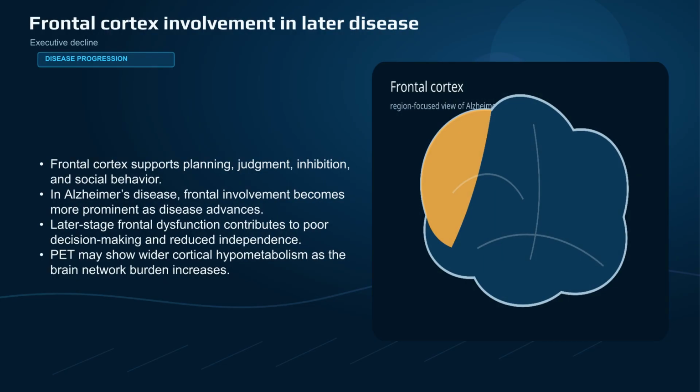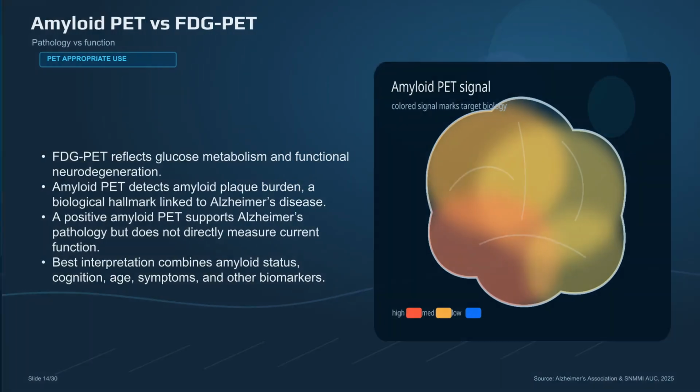Frontal cortex involvement increases in later stages of Alzheimer's, impacting planning, judgment, and social behavior. This later dysfunction contributes to poor decision-making, and PET may show wider hypometabolism as the disease advances.